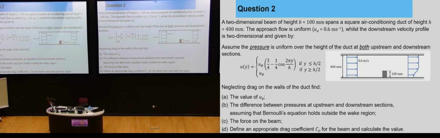So let's get cracking. First of all, we have to find this quantity UB, which is here. Before I do that, I just want you to notice that this velocity profile is given in two sections. So if y is less than h upon 2, then you have this reduced velocity profile because you have a wake, which you now understand, for flow past objects. But when y is greater than h upon 2, it's just equal to a uniform value, UB. So I just want you to understand that equation and how it relates to what you can see in the velocity profile here.